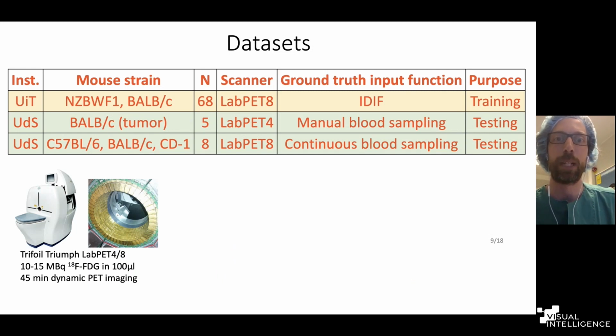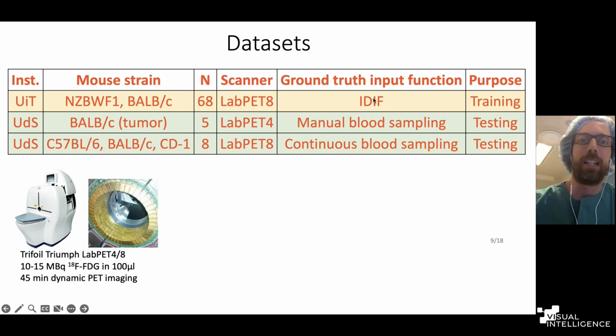So we had some retrospective training data to do this, collected at UIT many years ago. Unfortunately, these training data did not have blood sampling as ground truth, but only an image-derived input function as ground truth. So it was not so easy to convince the reviewers that this was promising. So we found some collaborators in Canada and got a few mice where we got blood sampling. So we used these for testing. We trained the model on the image-derived input function and tested on real blood sample mice.